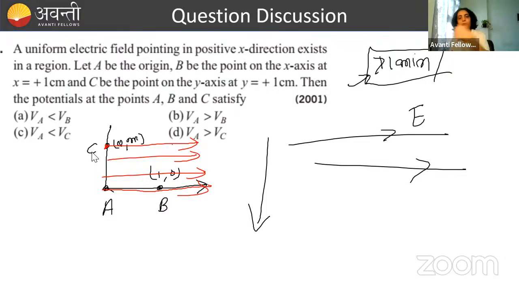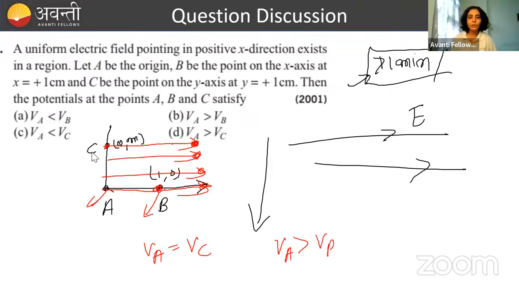And as we move towards the direction of the electric field, B is more towards the direction of electric field. So B will have less potential, A and C will have equal potential, VA equal to VC, right? Because if I denote the direction from here, the distance of C is the same and that of A is also the same, so VA equals VC, but VA is greater than VB. Why? Because potential decreases in the direction of electric field.